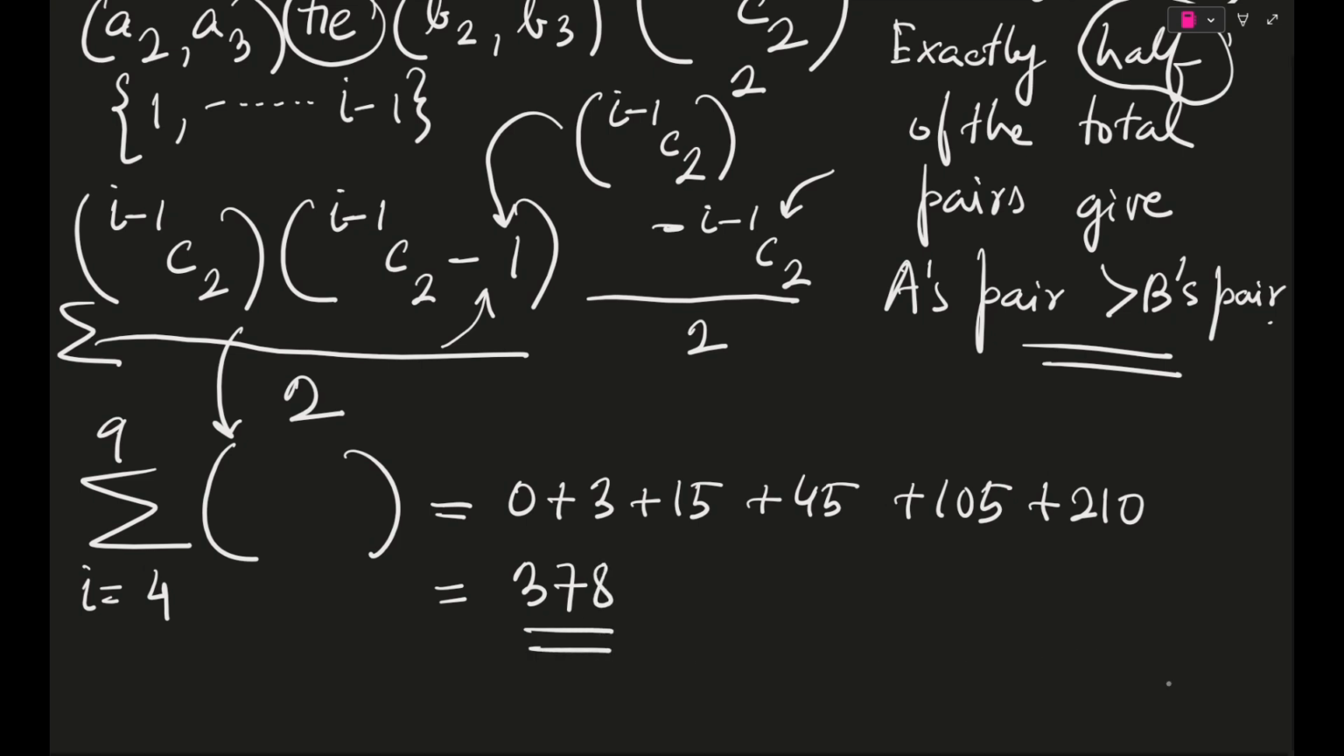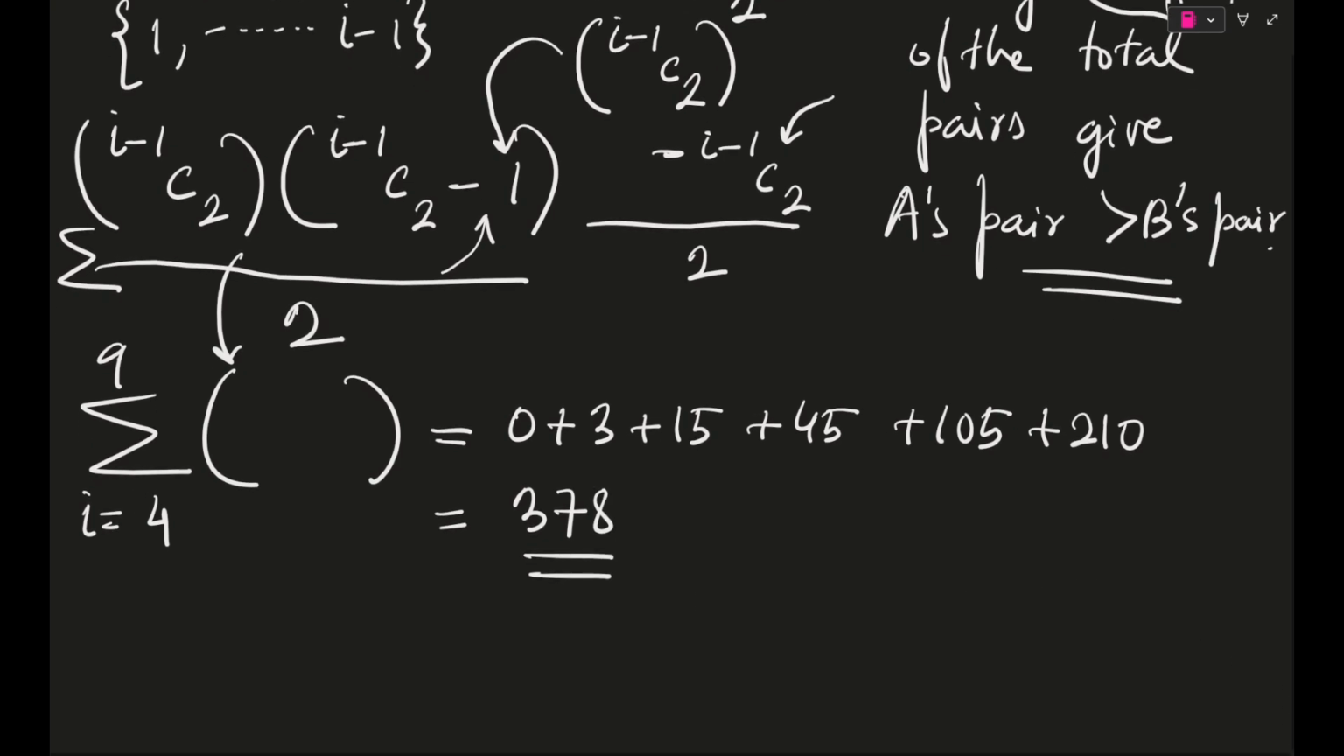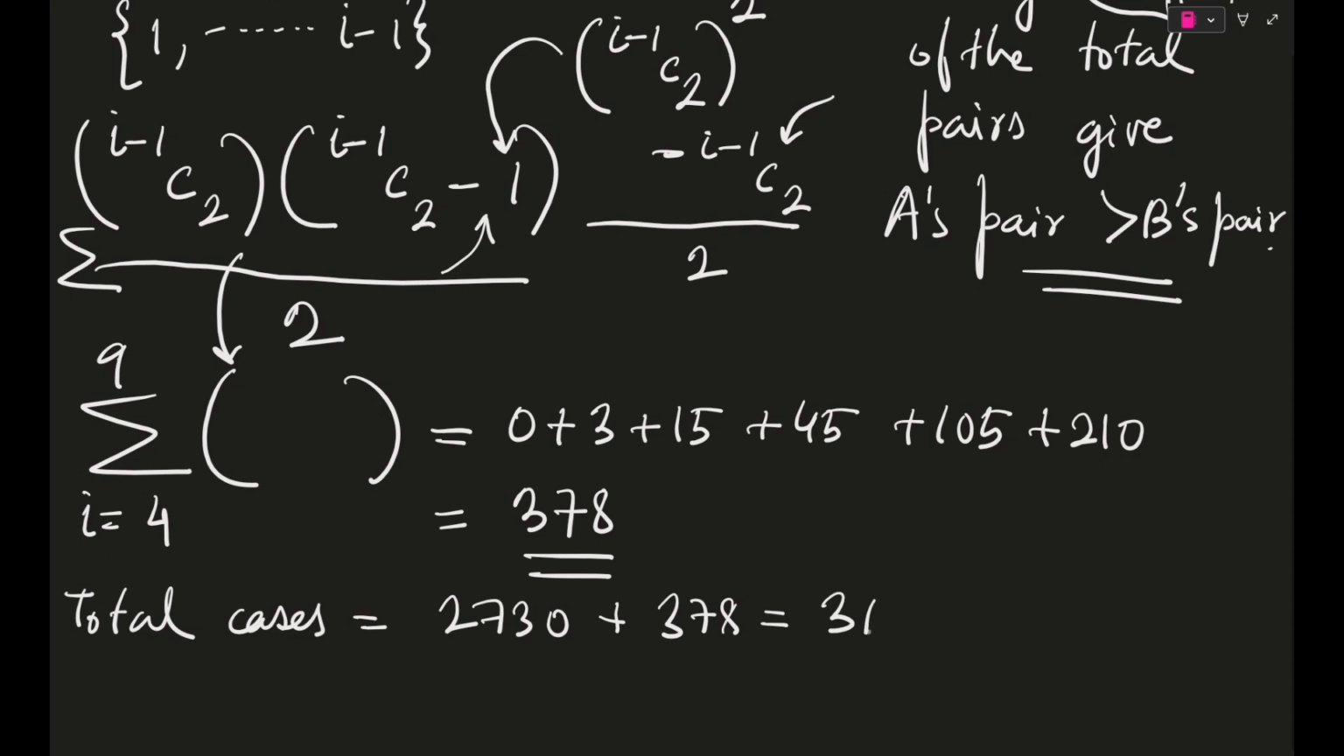Okay, so we now have the total number of cases. So basically total cases will be equal to 2730 from the previous one plus 378 from this case. So this will add up and come out to be 3108.